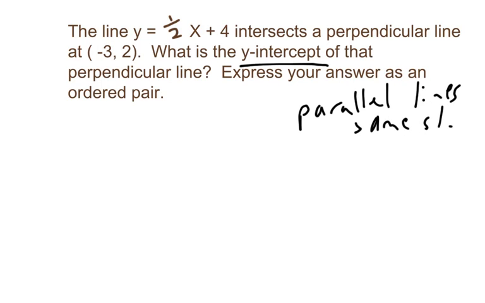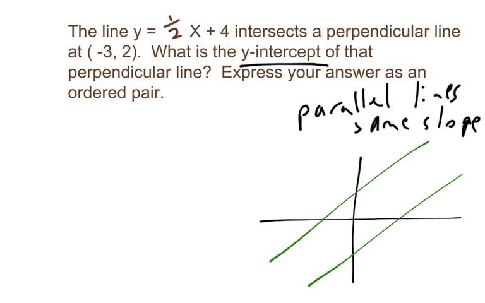Alright, so here's what I mean. Think about a coordinate plane, and we have two lines. Boom, boom. The rise and the run to get from these is going to be the exact same. So it's going to rise the same amount, run the same amount. So they have the exact same slope.